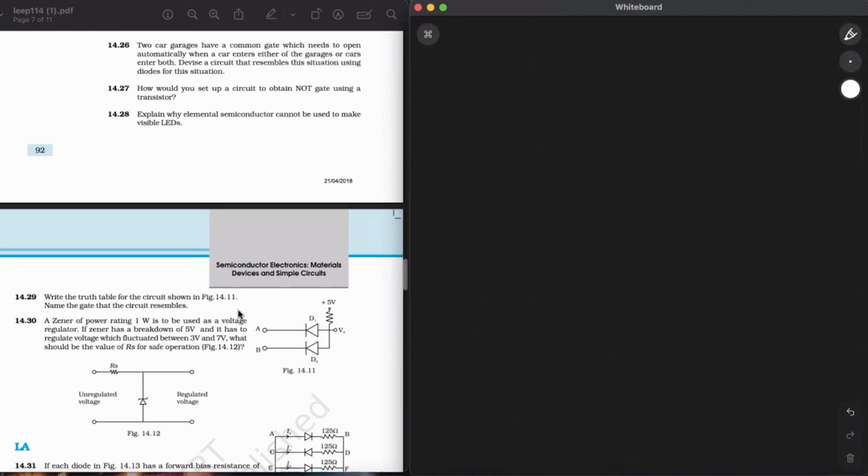Now we have question number 28. Explain why elemental semiconductor cannot be used to make visible light emitting diodes. Okay, elemental semiconductor cannot be used to make visible LEDs.